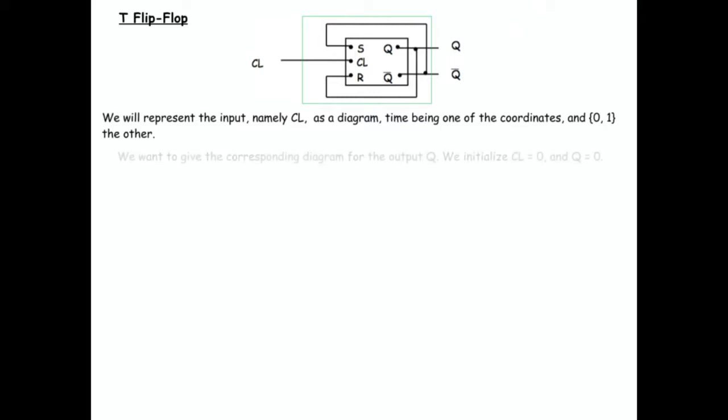So what we'll see in a second is a diagram where we see the clock, which is one axis, which is time. And the other axis, up and down, is going to be the bit values. So they're going to be discrete, either 0 or 1. And that is what we have here in the little set. Now, we want to give a corresponding diagram for the output, right?